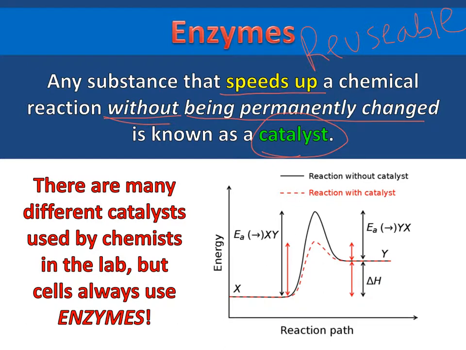There are many different catalysts used by chemists in a lab, but cells always use enzymes. So again, here's that graph. The red dotted line is with an enzyme. It speeds it up by lowering the activation energy, so less energy is required to start that reaction, so it happens a lot faster. Question 10, what kind of catalyst do cells always use? And you want to go and write enzymes.